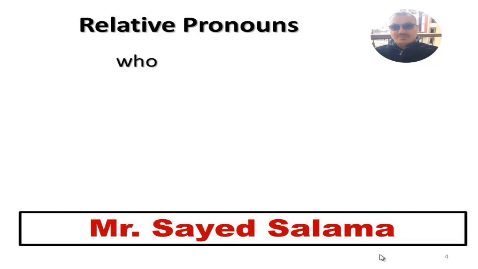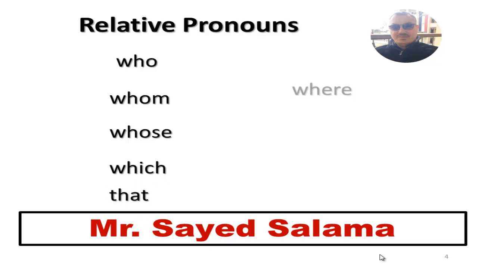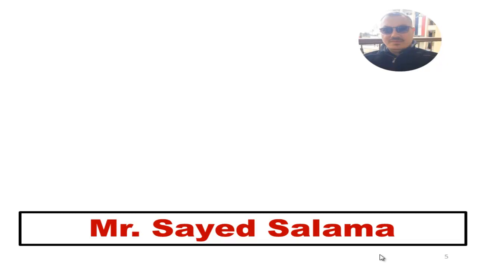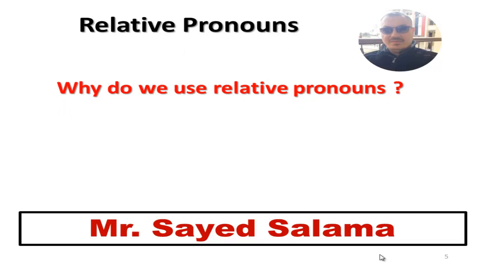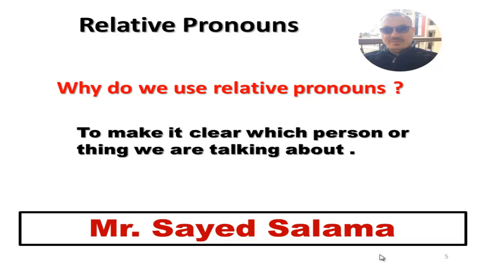We are going to deal with relative pronouns such as who, whom, whose, which, that, where, when. Why do we use relative pronouns? We use relative pronouns to make it clear which person or thing we are talking about.